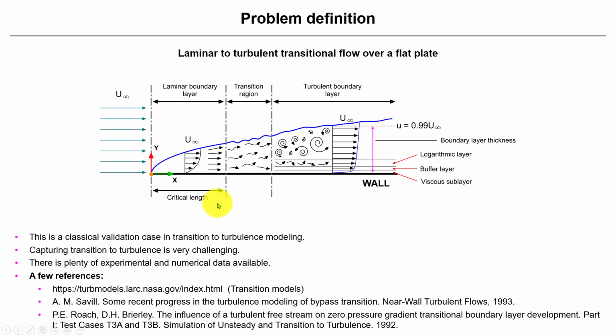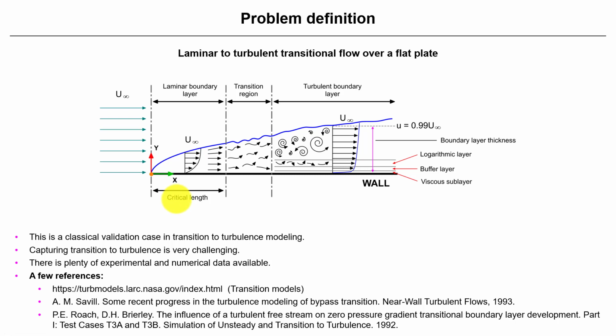This is a traditional flat plate, but now we're going to consider transition to turbulence. We're not going to assume that we have the onset of turbulence immediately when the flow reaches the edge of the flat plate. Now we're going to measure this critical length. This is another classical validation case, specifically related to the transition to turbulence.